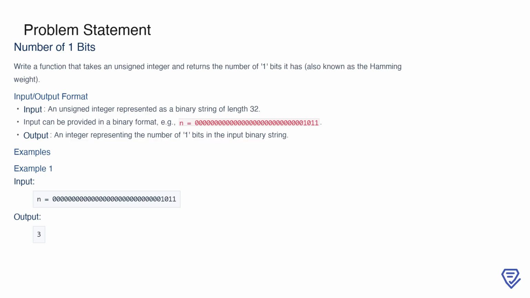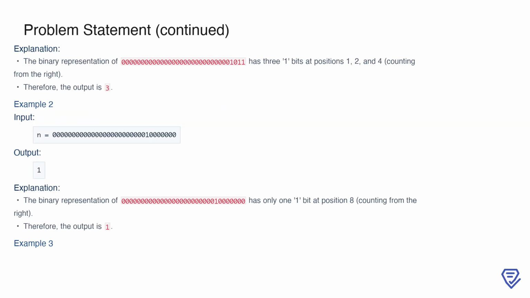To illustrate this, consider the example where the input is n equals... In the example of n equals... the binary string contains 3 1 bits, which appear at positions 1, 2, and 4 when counting from the rightmost bit. This is why the output for this input is 3.